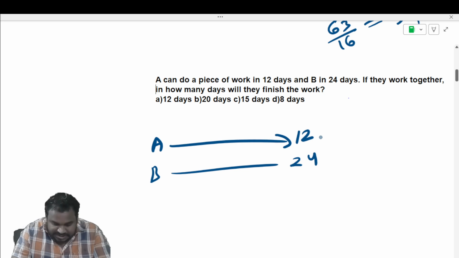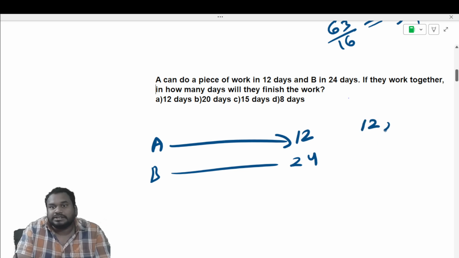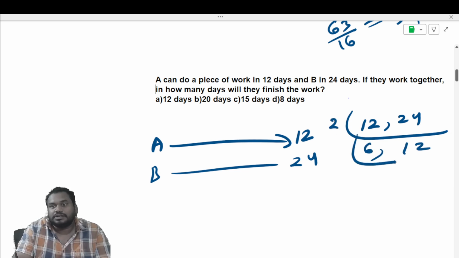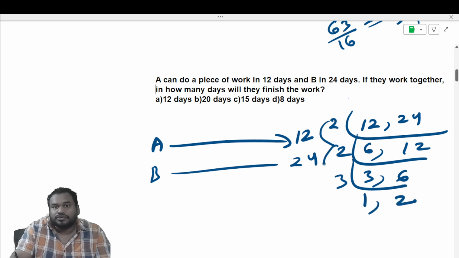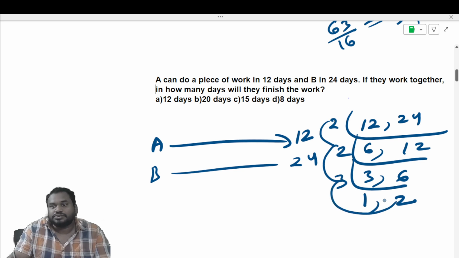What is the LCM? LCM of 12 and 24 is 24. If you don't know, do it like this: 12, 24; 2 6, 2 12, 2 3, 2 6, 3 1, 3 2. So multiply them: 2 into 2 is 4, 4 into 3 is 12, 12 into 2 is 24.